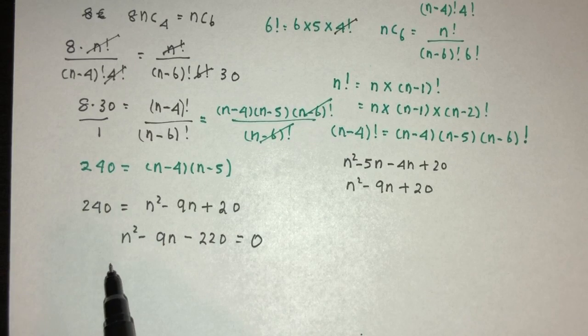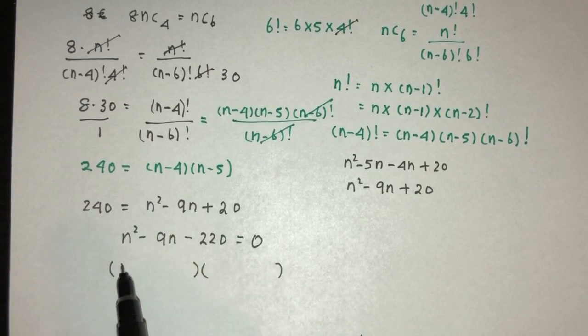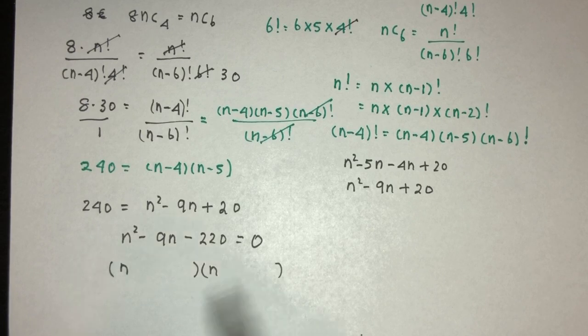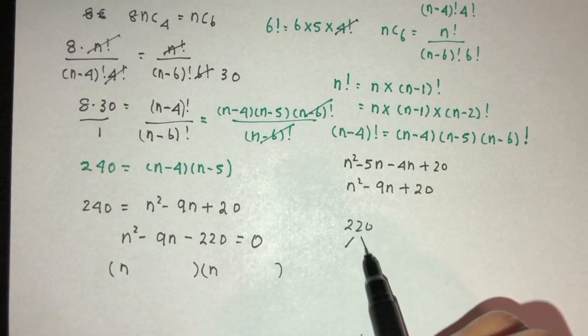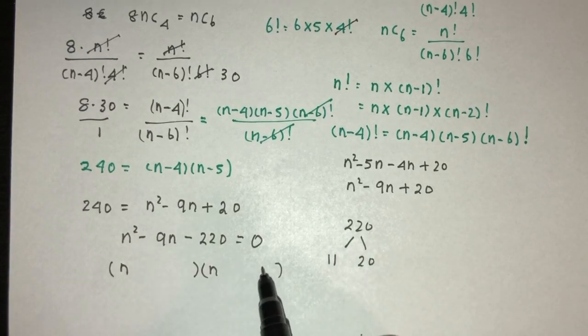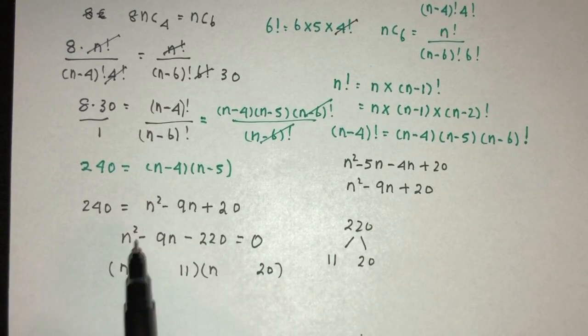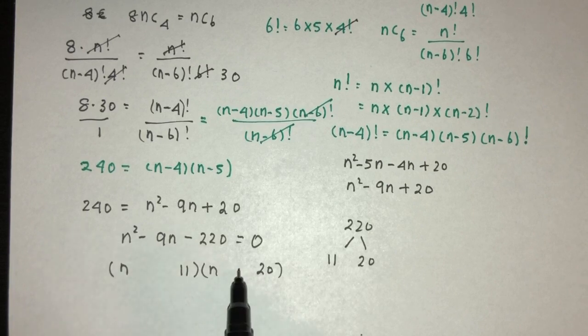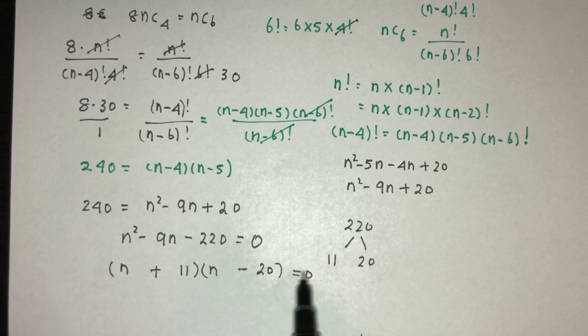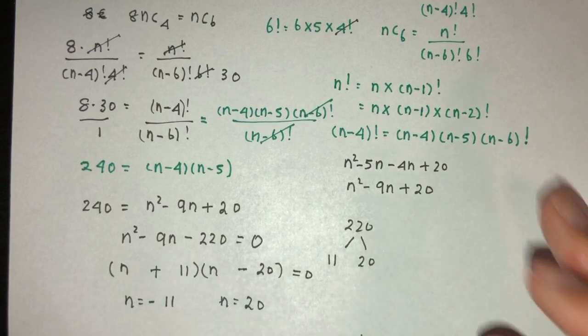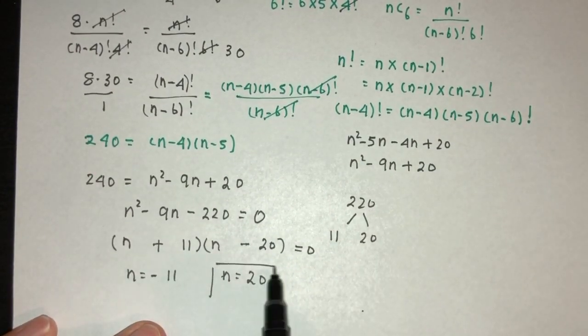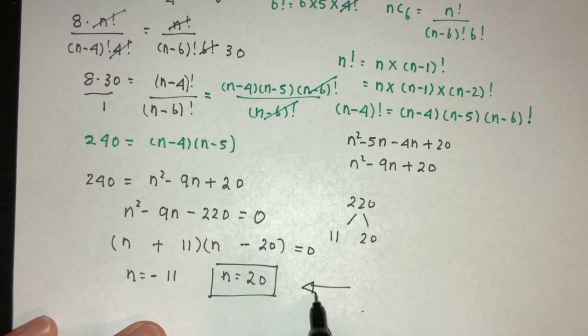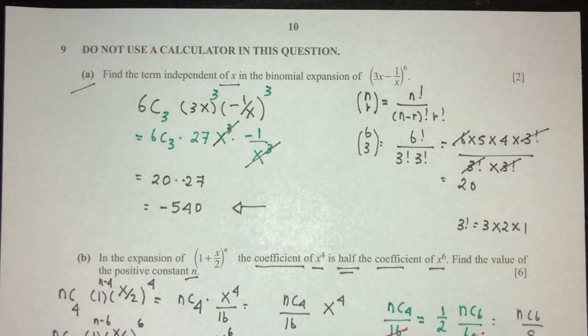Now we can factorize. n squared is n times n, and this will be 11 times 20. So 220 is 11 times 20. So we'll put 20 here, we put 11. Now for us to get minus 9, we have to have minus 20 plus 11. So n is equal to minus 11, n is equal to 20. Now the question asks for the positive value of n, so n can only be plus 20. So that will be your answer for this question. And that will be your question number 9.